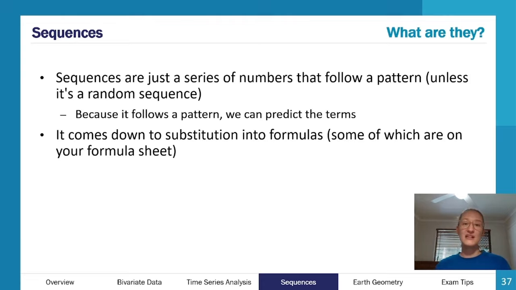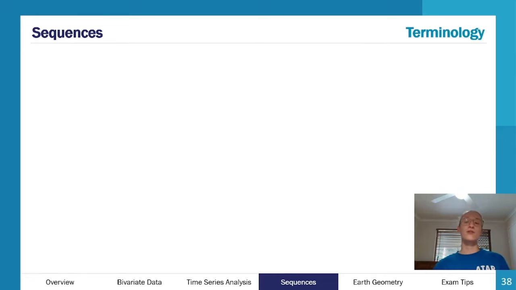And because it's following this really strong and predictable pattern, I can actually predict the next term by adding another 2, and then adding another 2, and then adding another 2. I can just keep going following this really good pattern. And the awesome thing about it as well is it does come down to substitution into formulas, some of which are on your formula sheet. So again, it's really super important to be really familiar with your formula sheet, so you know what you need to know how to use, and you know what you need to memorize, because not everything is on your formula sheet. So that's our brief overview of sequences.